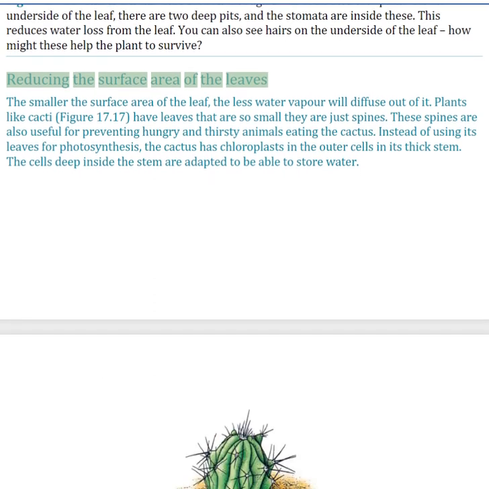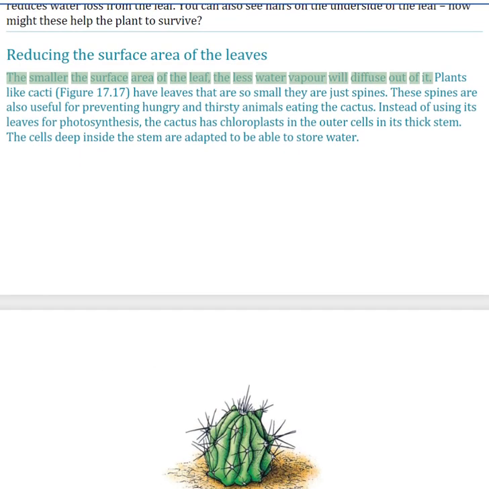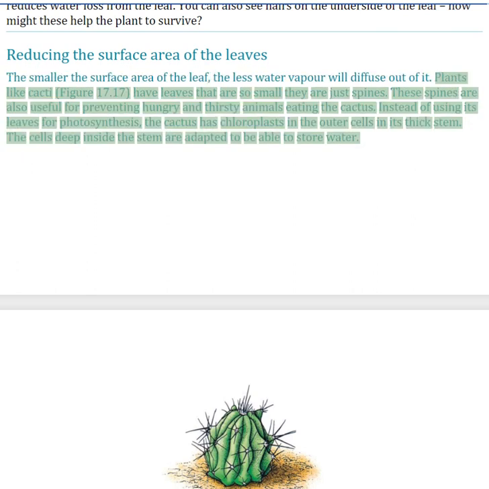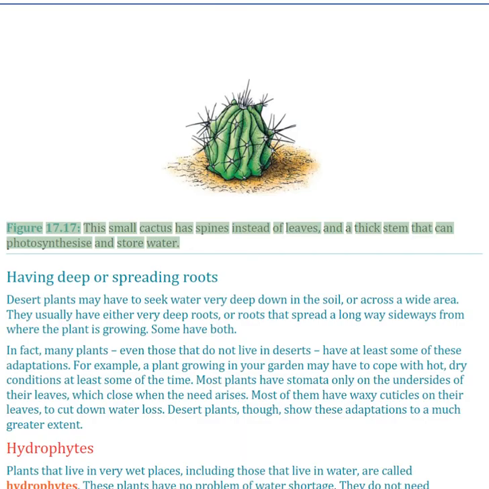Reducing the surface area of the leaves. The smaller the surface area of the leaf, the less water vapor will diffuse out of it. Plants like cacti have leaves that are so small they are just spines. These spines are also useful for preventing hungry and thirsty animals eating the cactus. Instead of using its leaves for photosynthesis, the cactus has chloroplasts in the outer cells in its thick stem. The cells deep inside the stem are adapted to be able to store water. Figure 17.17: this small cactus has spines instead of leaves and a thick stem that can photosynthesize and store water.